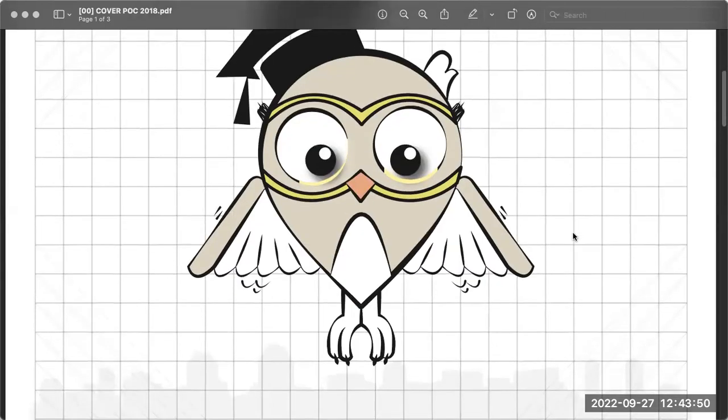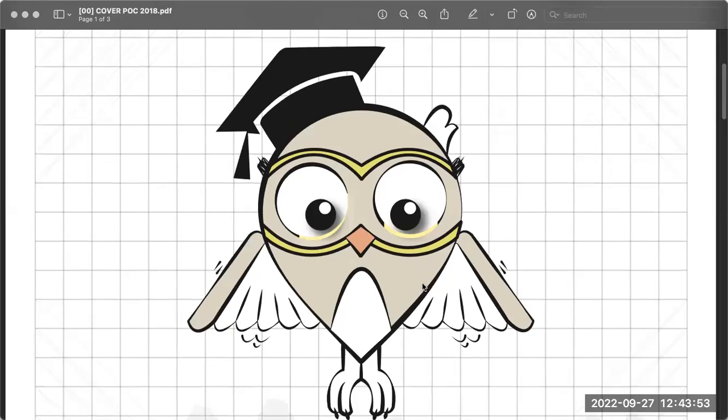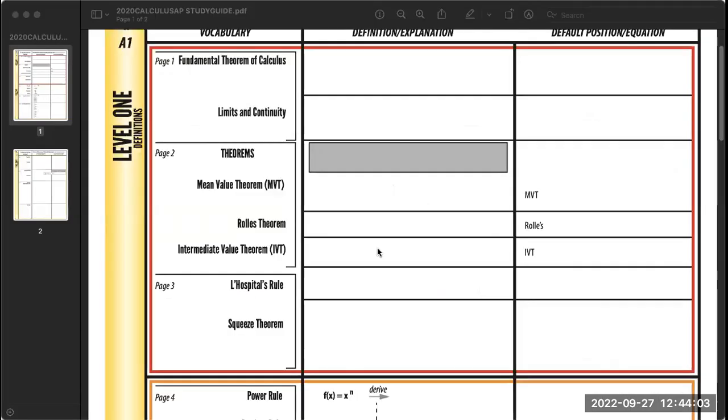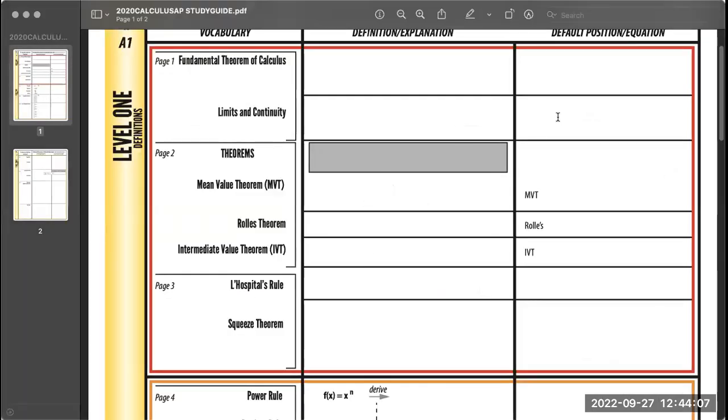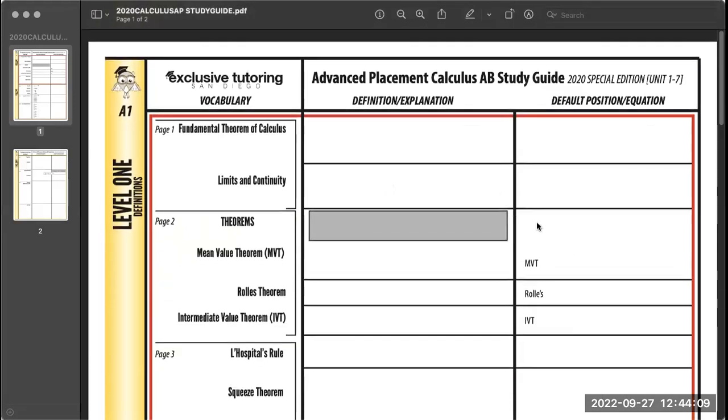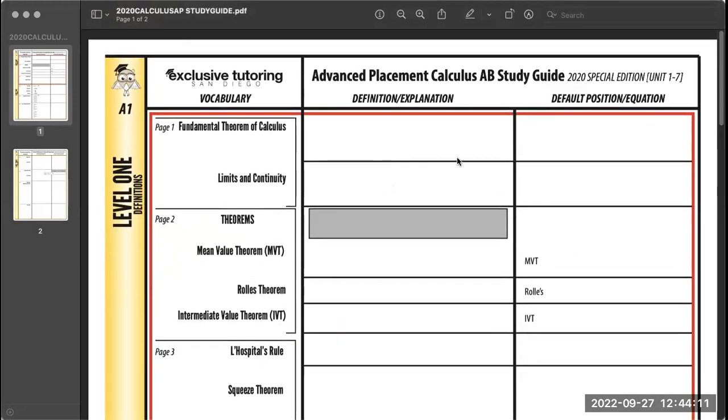What I want to do today is go through a little bit of the calculus that you guys may be encountering right now. So without further ado, let's jump right into it. What I have here is my calculus study guide. And we've got to talk a little bit about what you should expect when it comes down to these specific components.